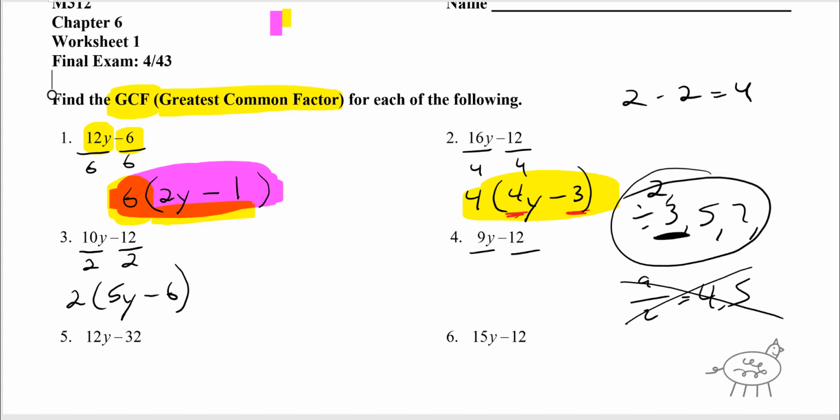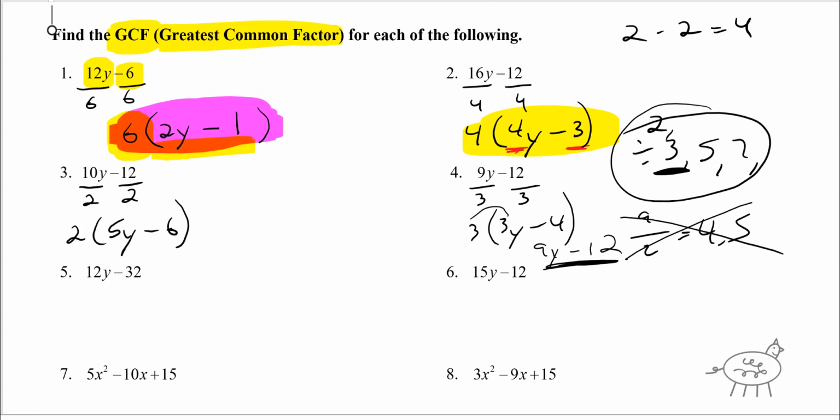9 divided by 3 is 3 times, and then it's 3y minus 4. Okay, it's easy to check it because I can multiply this out again. 3 times 3y is 9y, and 3 times negative 4 is minus 12.